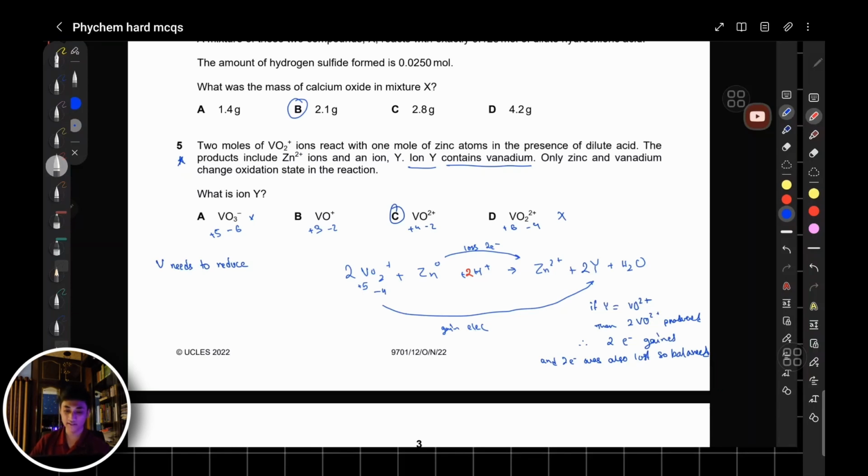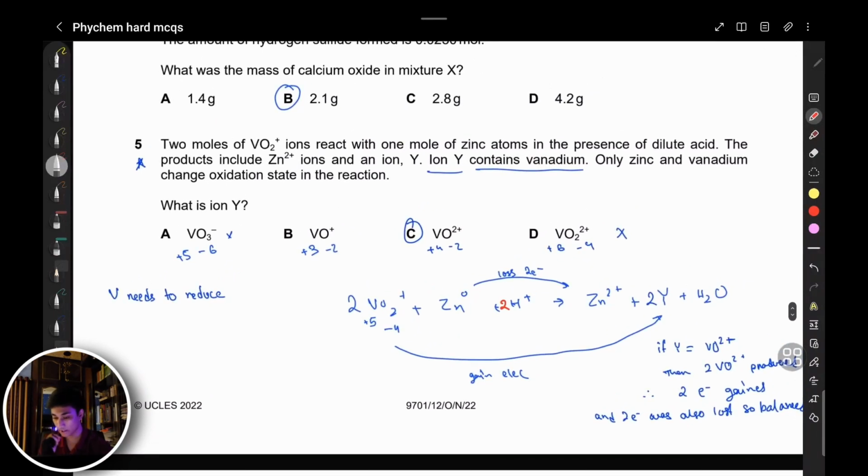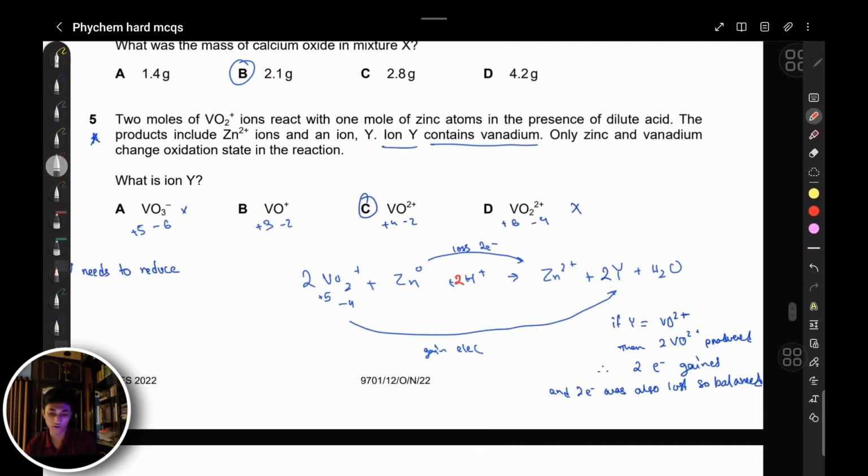So basically it's a redox reaction. You don't know the formula of Y, but you have to figure that out. So let's write the equation first. You know 2 moles of vanadium oxide are reacting with zinc and reacts with dilute acid. And this forms positive zinc ions, and Y. And in return, it's going to give you a water molecule to balance the equation out.